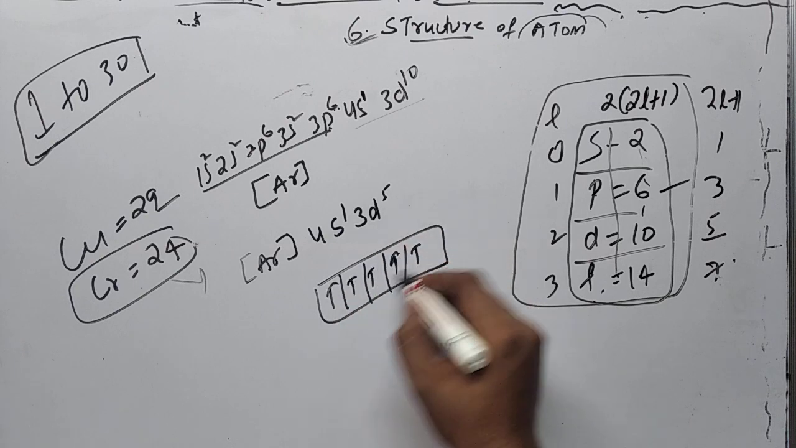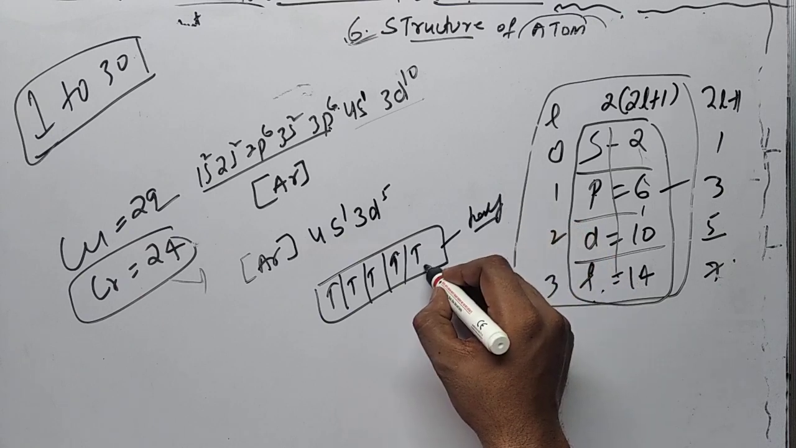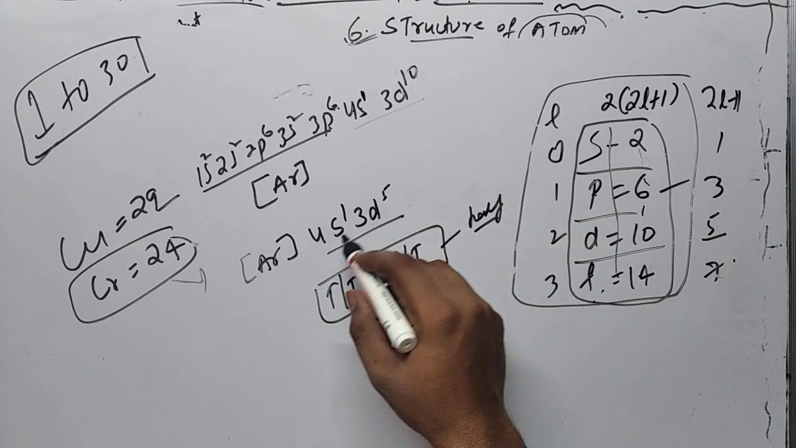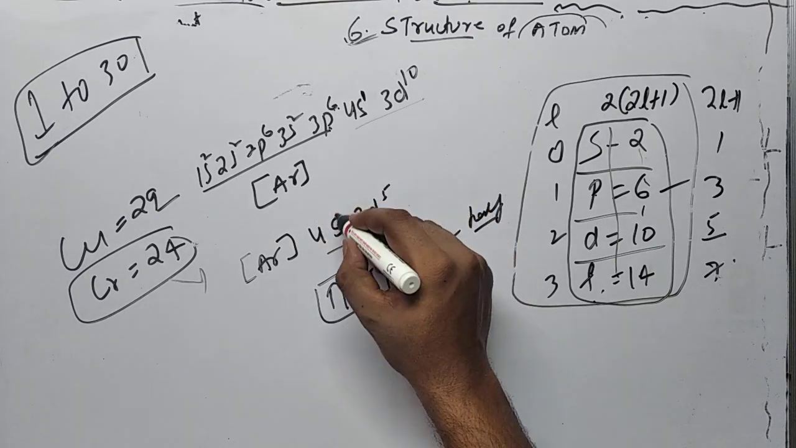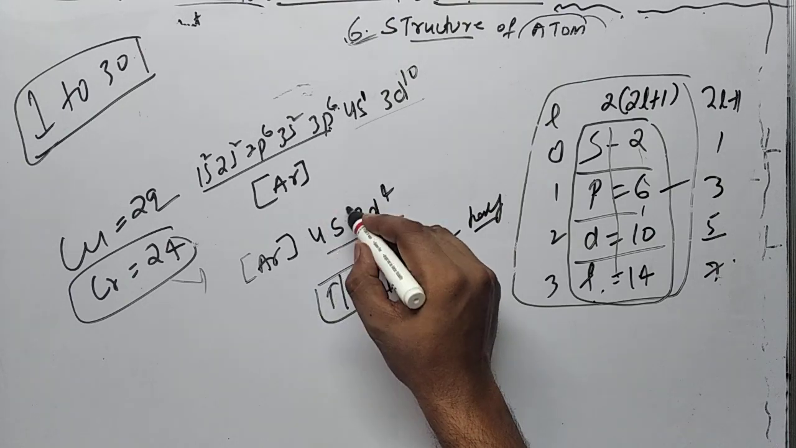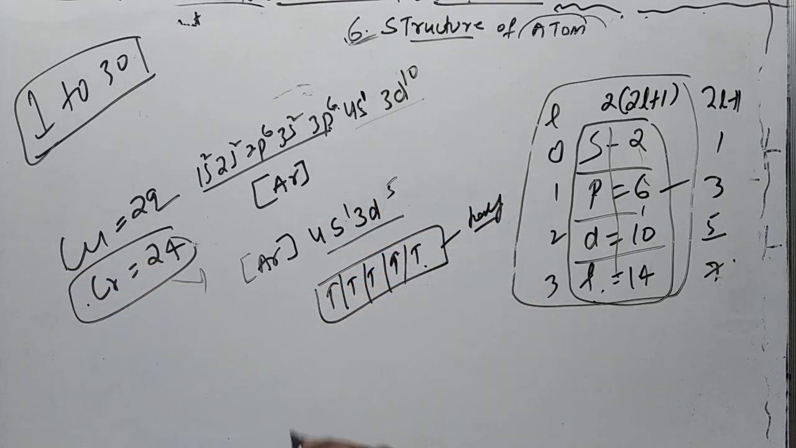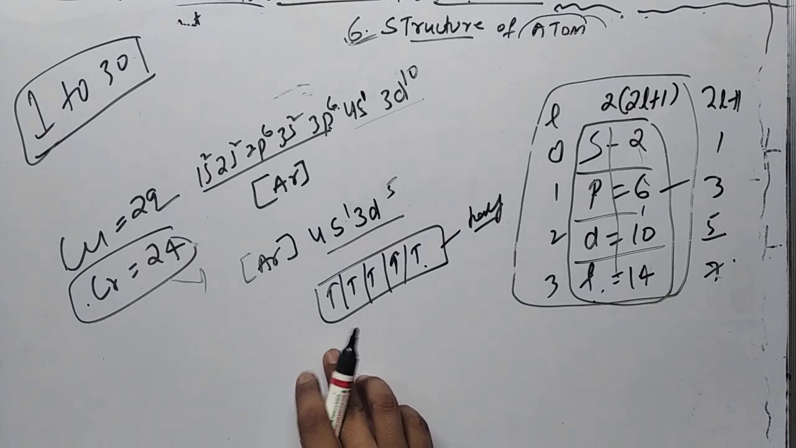We can fill 1 electron in all the orbitals, so this is half filled. Half filled orbitals are considered stable. That is the reason why they are not writing this as 4s2 3d4. Instead of writing 4s2 3d4, they write 4s1 3d5. Okay, this is the reason why copper and chromium have some difference in electronic configuration. You may have seen it in your textbook.